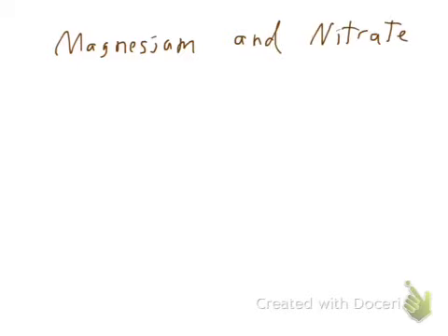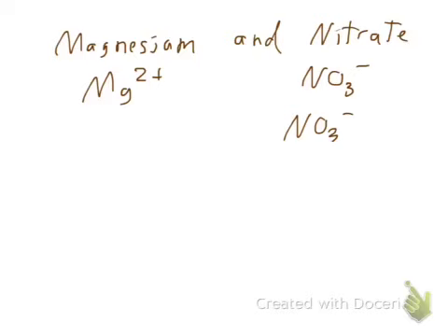So how do we put these things into formulas? Let's try with magnesium and that nitrate we just looked at. So you look at the periodic table, magnesium is Mg2+, the nitrate was NO3-, so right now we have 2+, 1-. We need another nitrate. Now we have 2+ and 2-.